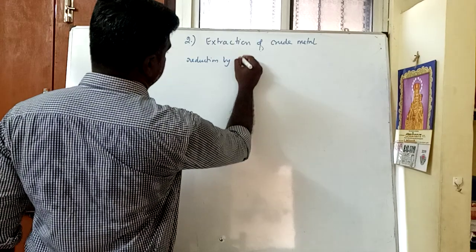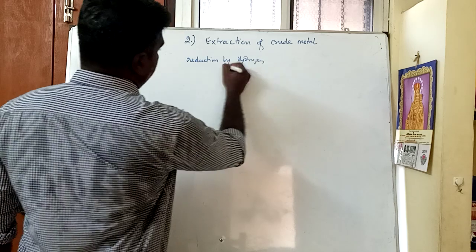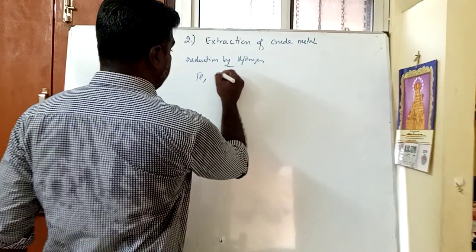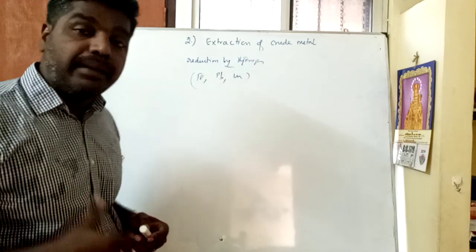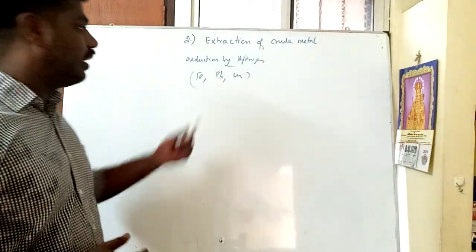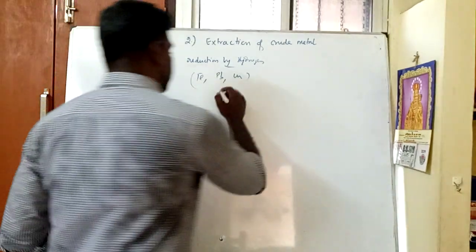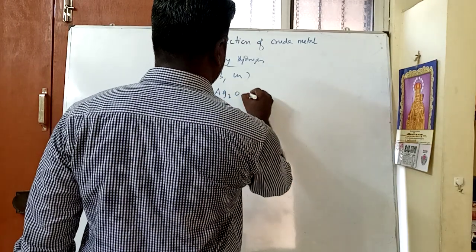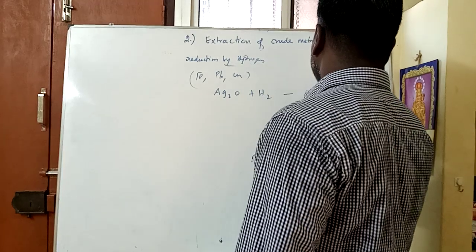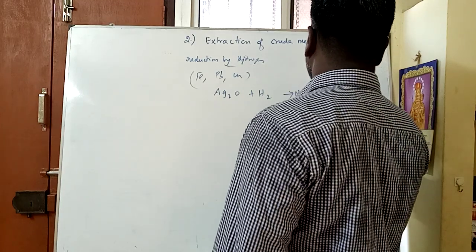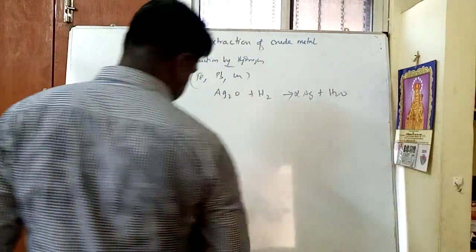Reduction by hydrogen. Metal oxides of metals like iron, lead, and copper, which have a low electropositive nature, can be reduced by using hydrogen. For example, silver oxide, when it is reacted with hydrogen, forms silver plus water.